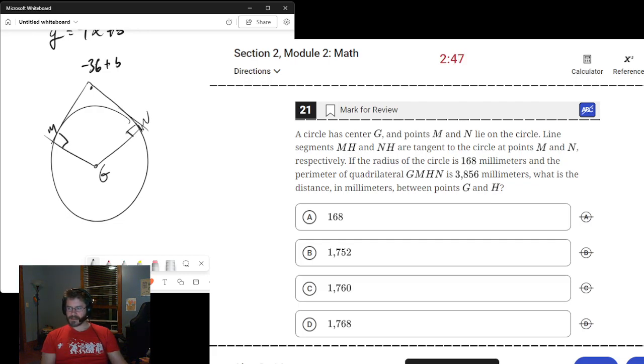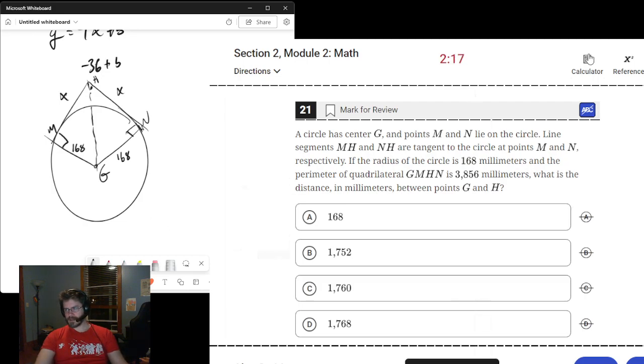The radius of the circle is 168, and the quadrilateral there, perimeter is 3856, so that's 168 as well. GMNH, GMHN, yes. So this is H out here. So this we'll call X and X. What is the distance between G and H? So they want this part right here, the hypotenuse of that triangle, basically.